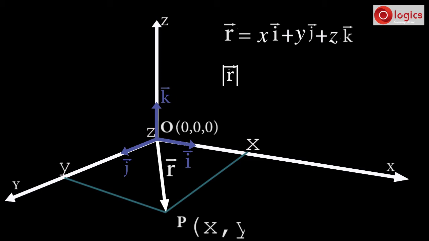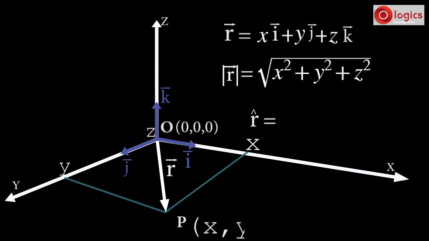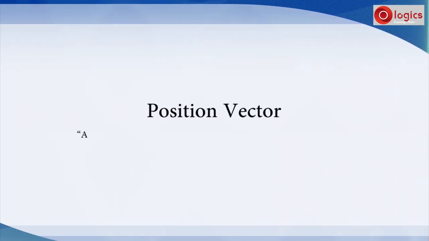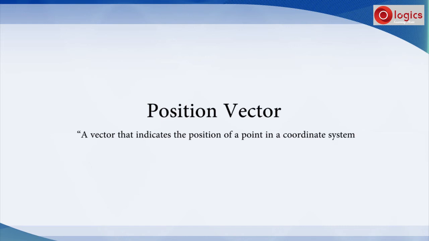Magnitude is modulus of r bar, that is square root of the sum of the squares of coordinate points. Unit vector of position vector, r cap, is equal to vector r bar divided by modulus of r bar. This is the unit vector in the direction of vector r bar, denoted by r cap. A vector that indicates the position of a point in a coordinate system is referred to as position vector.